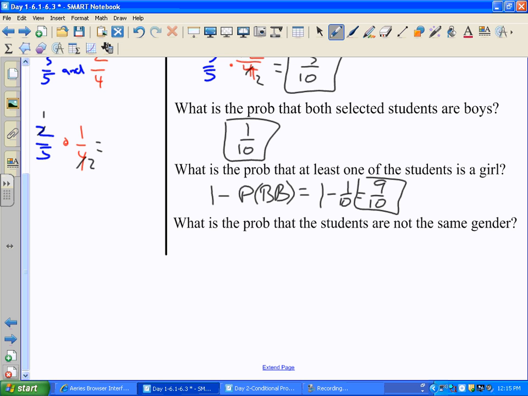What's the probability that students are not the same gender? We kind of answered that already. How many people already have that answer? Not the same gender?